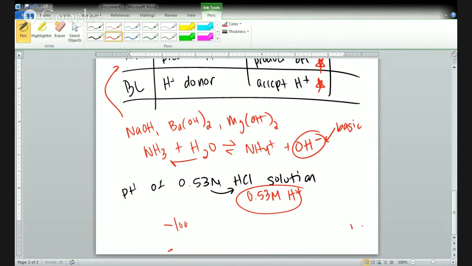So in my calculator, I would put opposite log of 0.53. And when I do that on my calculator, it tells me that my pH is 0.27. Let's see, I've got 2 sig figs, so 2 decimal places, so 0.28. I think I might have actually chose the wrong answer on this because I did it super fast. So it's 0.28 would be your pH for that.